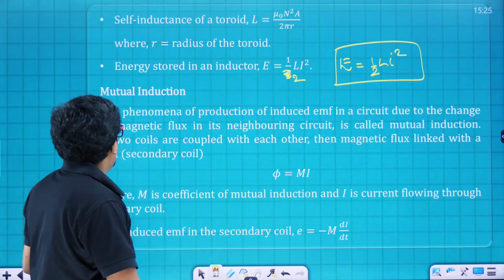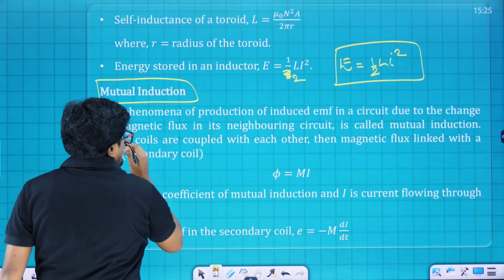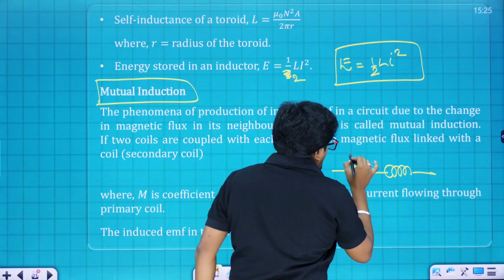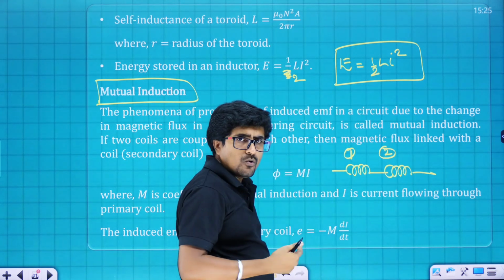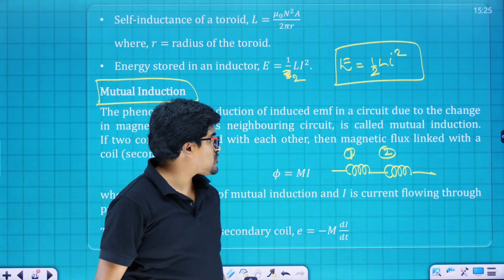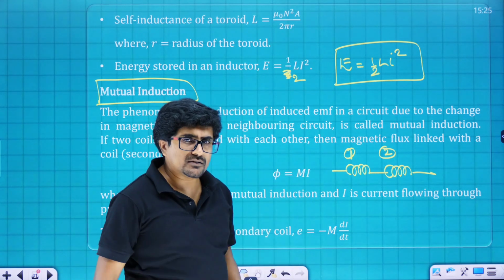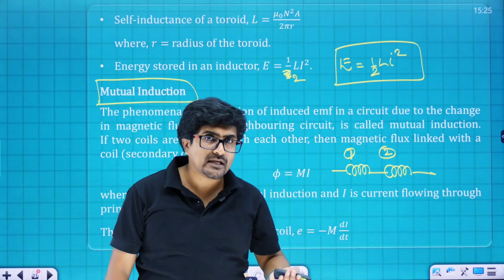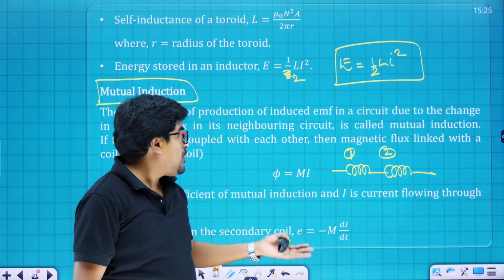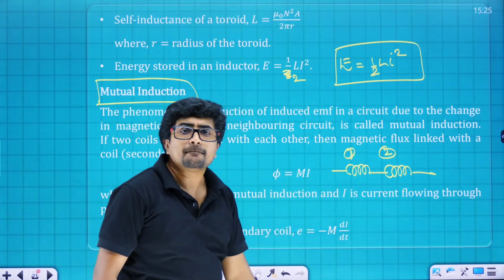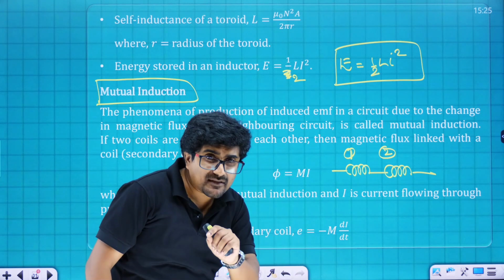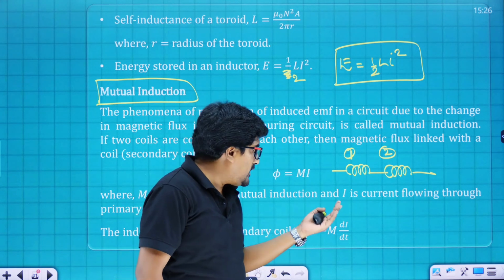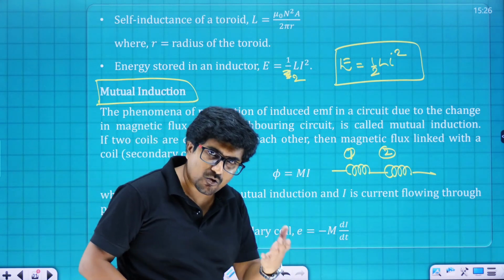Next is mutual inductance. If you have a coil kept over here and another coil kept nearby, coil number 1 as well as coil number 2. If current is passed through coil number 1, and coil number 2 is within the range of the magnetic field of coil number 1, there will be flux linkage. There is a magnetic field produced by coil number 1, and that magnetic field is linked to coil number 2. So the flux linked with coil number 2 is a non-zero value.